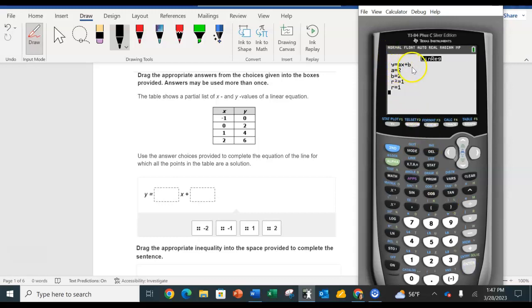Y equals mx plus b. In this case, they use a, but that's still your slope, and b is your y-intercept. So it gives you a is 2, so 2x plus b is 2. So both of these are 2. And it did say that you can use your answer more than once. All right, so if you graph this line, you will see that each one of those points is on that line.